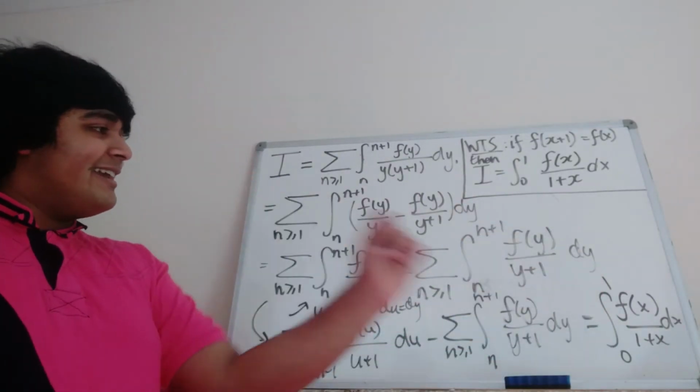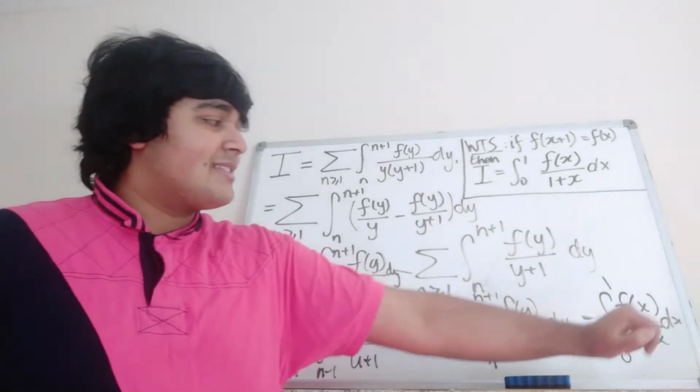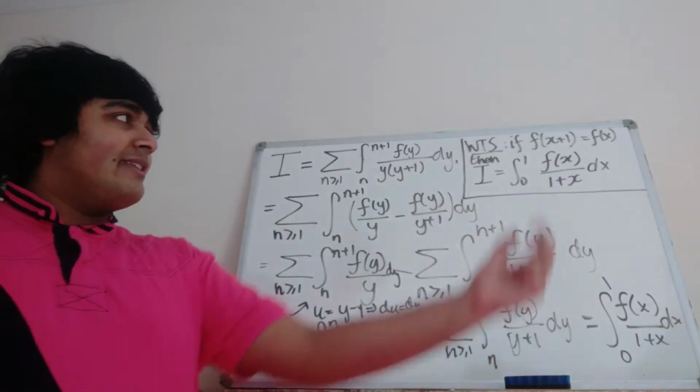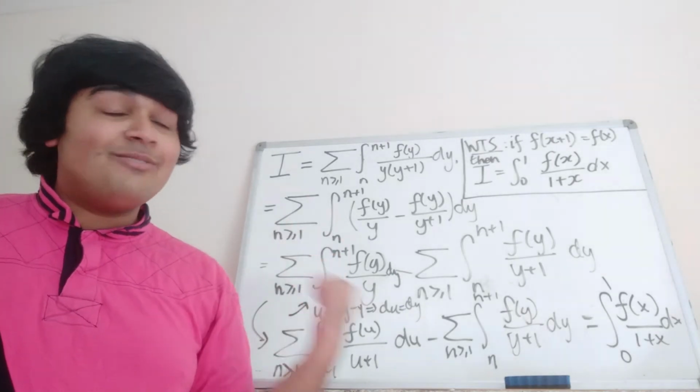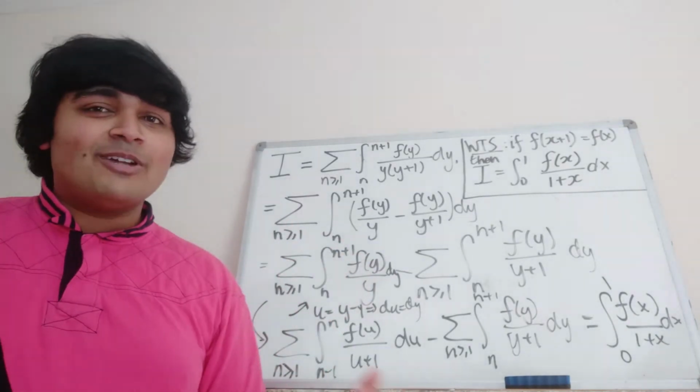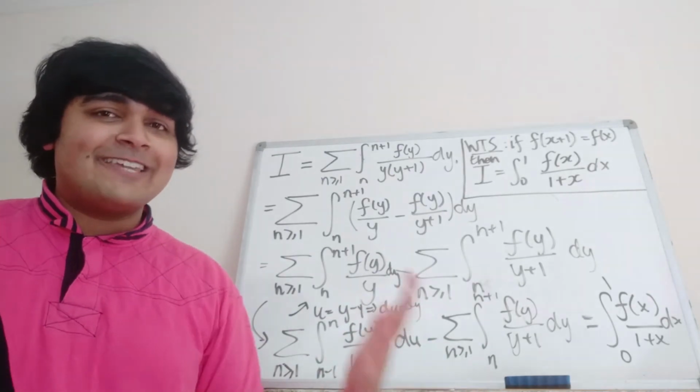Basically, we've shown that I now equals the integral from 0 to 1 of f of x divided by 1 plus x dx, provided that f of x plus 1 equals f of x for all x. Great, that's part one done now. Now let's move on to part 2, where we actually have to compute two specific integrals.